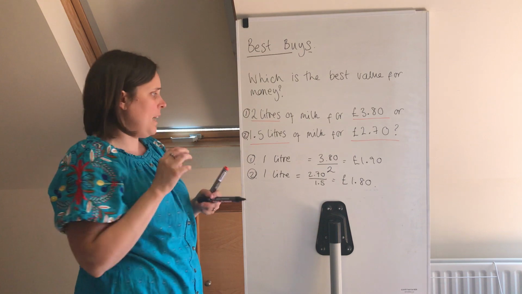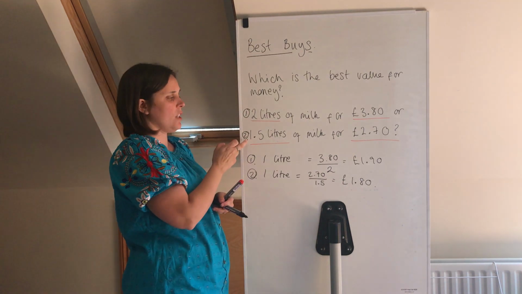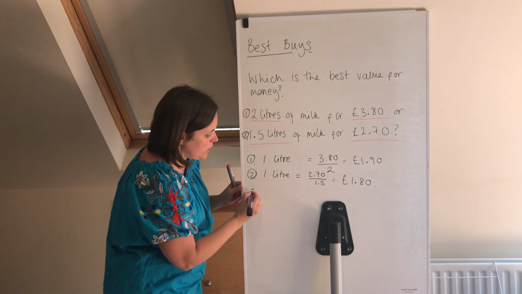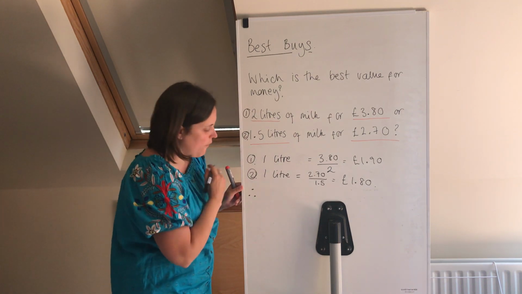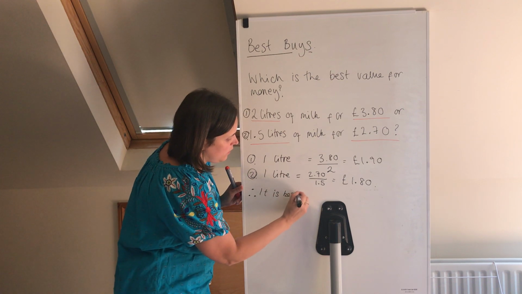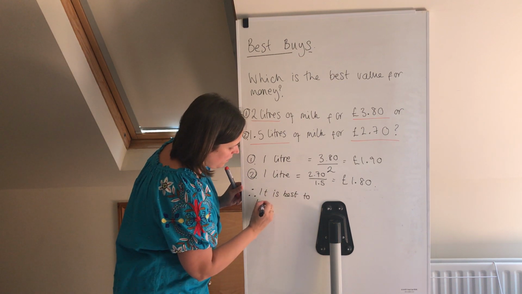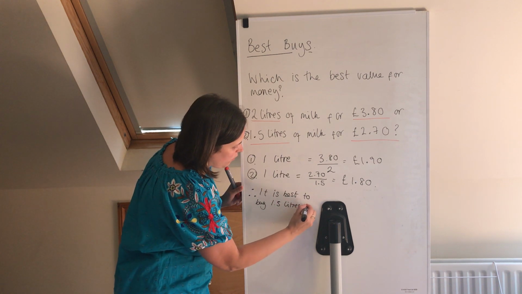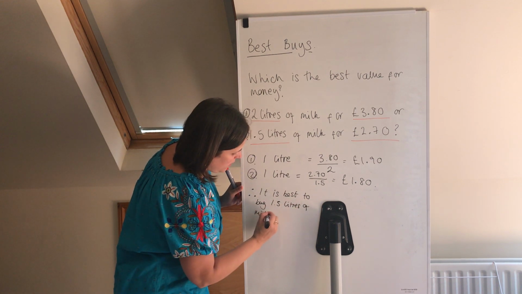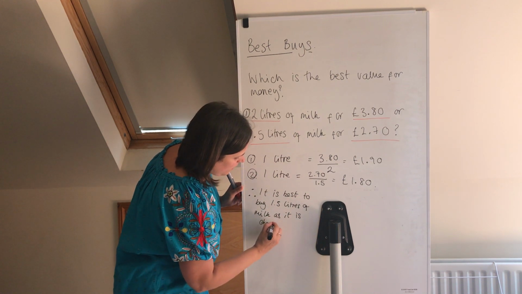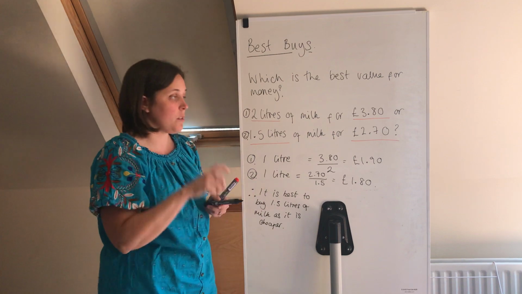So the best buy is therefore buying the 1.5 litres, and you would need to write that down. So 3 dots mean therefore it is best to buy 1.5 litres of milk as it is cheaper. Okay, and that's all there is to it.